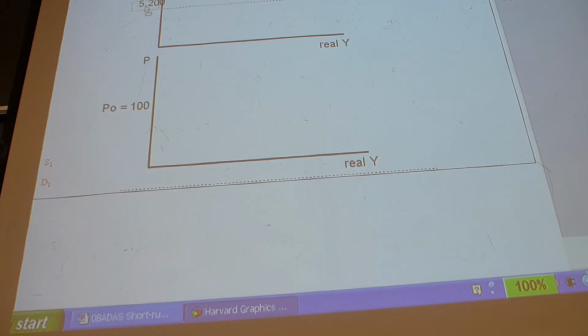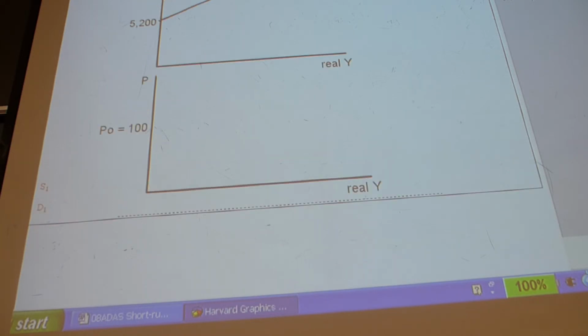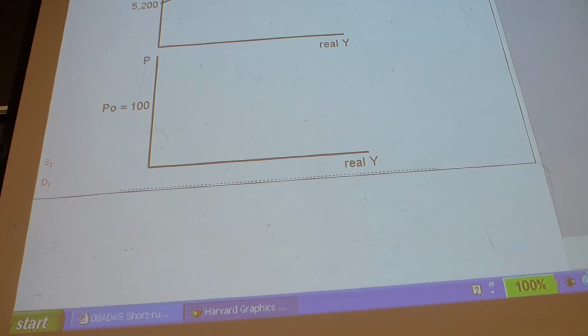5,200, everybody? And of course the slope. This is AE equals 5,200 minus 0.6y. All right. Can we find equilibrium y? Yeah, Tim, go ahead.